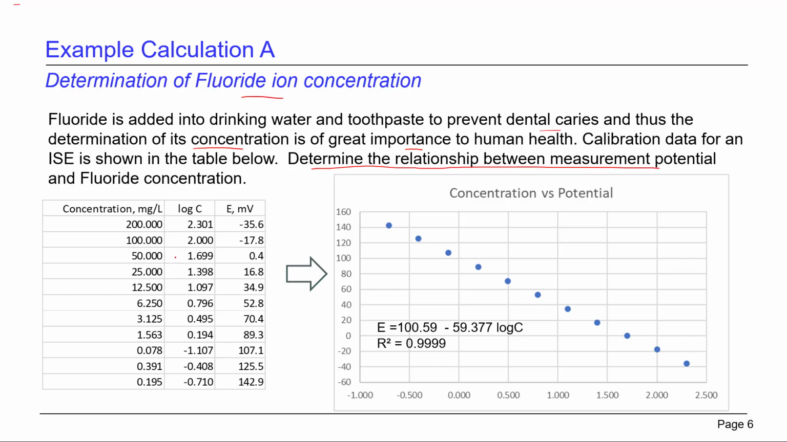Well, of course, we have our table, and we have the concentration in milligrams per liter. We take the logarithm of that, as we described in the previous page, and this is the corresponding voltage. When we plot the voltage as a function of the concentration, we see that we basically end up with what seems to be a straight line. And actually, the result is very easy to obtain. It's just a linear regression, and it's shown here that the voltage is 100.59 minus the slope times the log of the concentration.